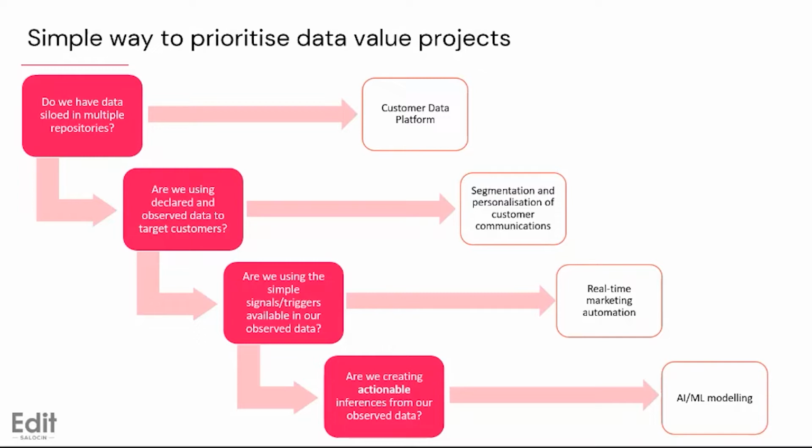So we look at, first of all, do we have data, typically declared data or observed data, siloed in multiple different repositories? Have we got the capability to link that together and have a true unified 360 view of a customer using all of the data that we're capturing? If the answer is no, the project that's going to deliver most value is a CDP, a customer data platform. If we're able to tick that box and say, yes, we can do that, we can start looking at, are we using that declared and observed data to effectively and efficiently target our customers? If we're not, we want to start looking at segmentation projects and projects to personalize customer communications using the data that we have.